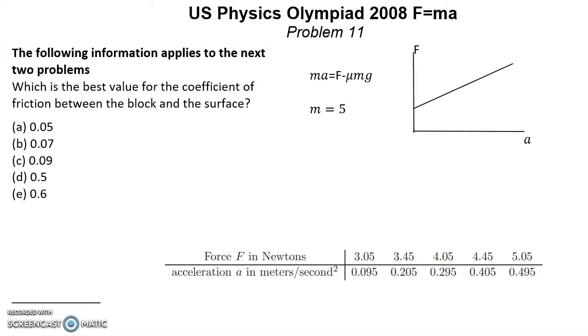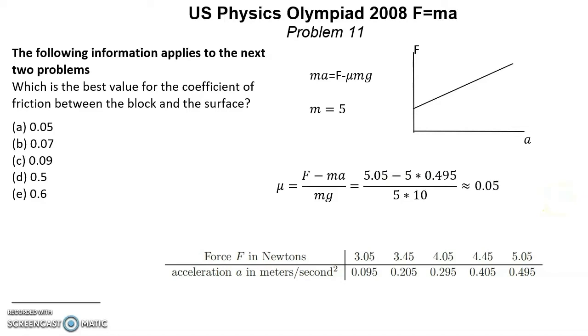Problem number 11. We have the same setup as for previous problem number 10, but the question is this. Which is the best value of the coefficient of friction between the block and the surface? Again, to solve this problem, we can use this equation, ma equal F minus mu mg. And now we already counted what is the mass. It's 5 kilograms.